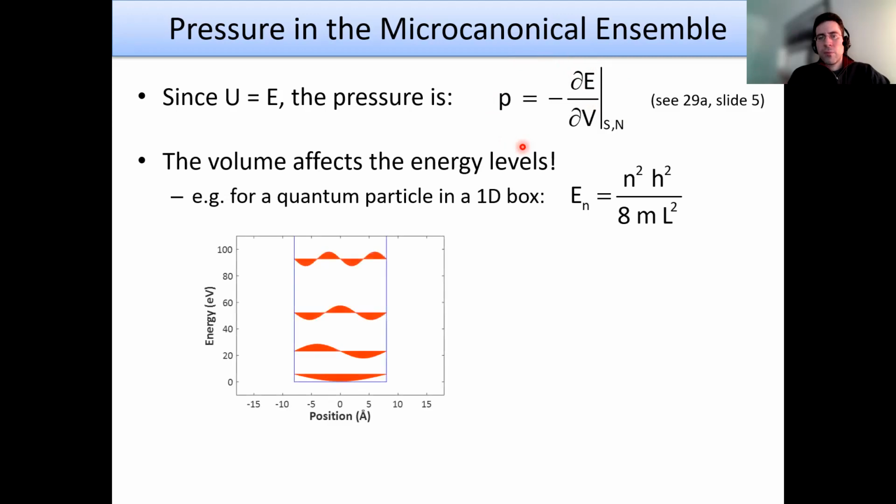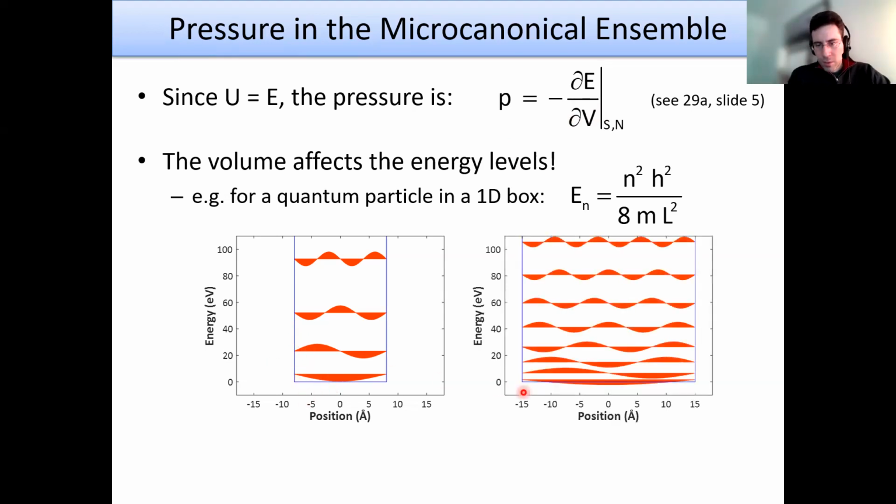To give you an example, here is a quantum particle in a box. This is a small box, going from minus 8 angstroms up to 8 angstroms here. And here are the energy levels for the set of values that I used for the mass of the particle and this length. If I now change the volume of the system, in this one-dimensional system, I'm going to change the length of the box. You will see that I have a different spectrum of energy levels here.